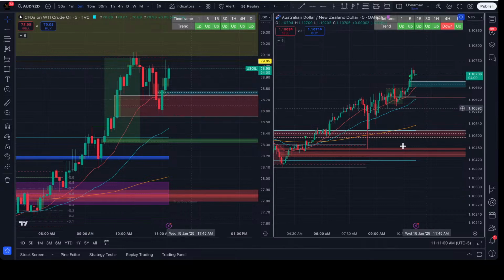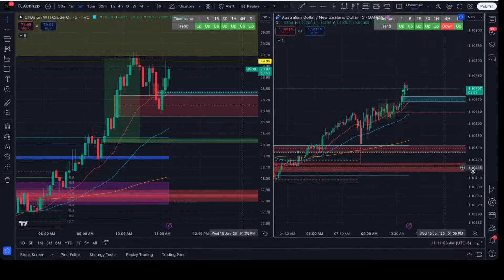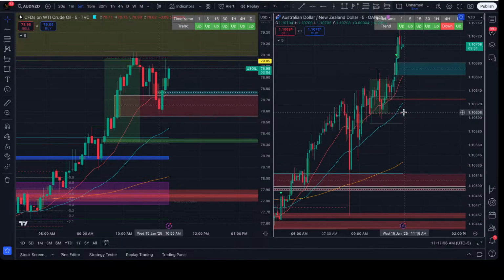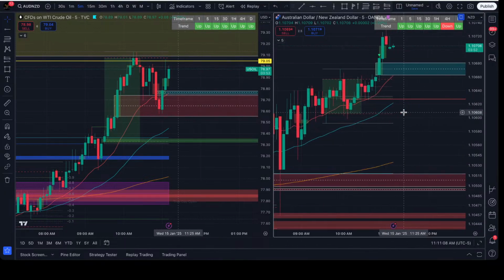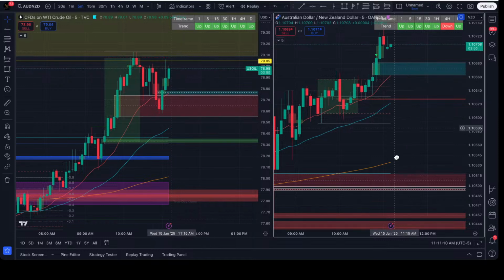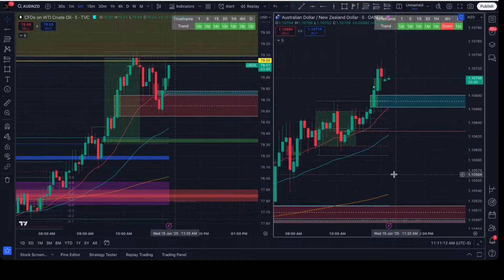Aussie New Zealand here. Looks like it started its pullback. Now it could just be reacting off this fair value gap, but that's outside the range. I'm not interested. I want to see it come back into the range. Tap the 20, this fair value gap, see what it does here. See if it wants to push up. A little over 15 minutes left.